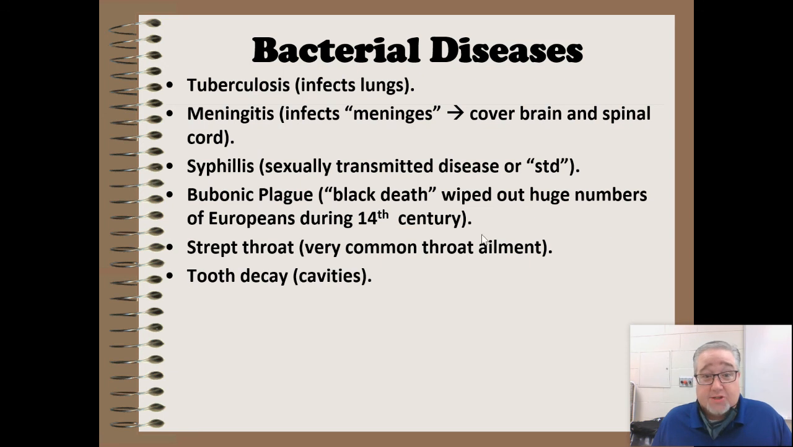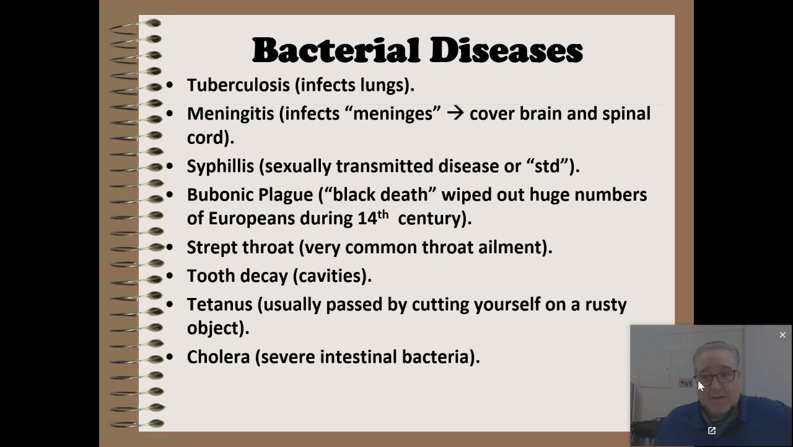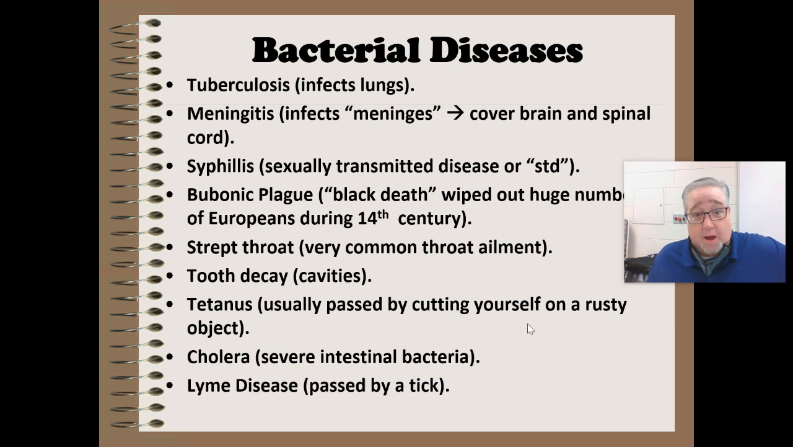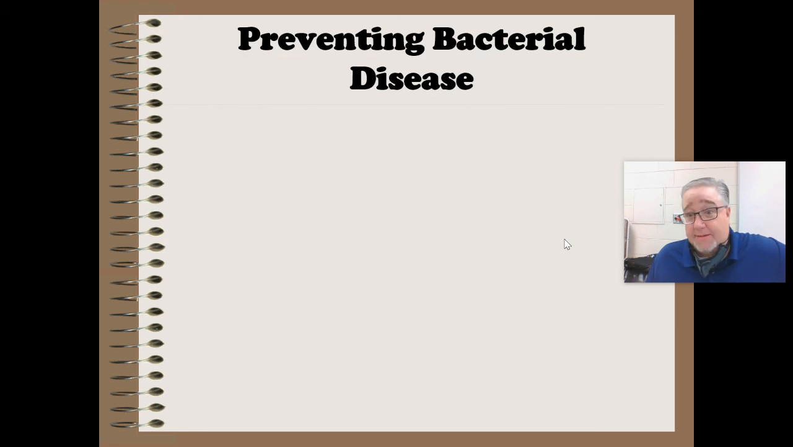Strep throat, I think we kind of know what that is. Tooth decay, these are caused by bacteria, so brush your teeth, because bacteria can get into any little nook or any little crack or hole in your tooth. They can form cavities. Tetanus, maybe you guys have had a tetanus shot before. That's usually contracted when you cut yourself on like a rusty object. Cholera. This one is more common in developing countries. It is an intestinal bacteria, and it basically is contracted through drinking contaminated water. Lyme disease, maybe you've heard of this one, is caused by a tick. It's an animal vector. And then finally, botulism and salmonella. These are different types of food poisoning. But again, these are all caused by bacteria.